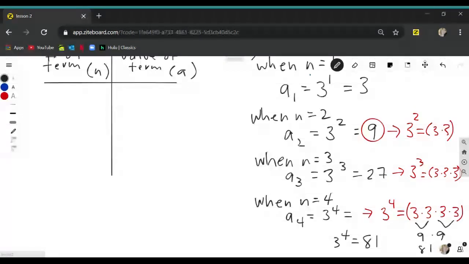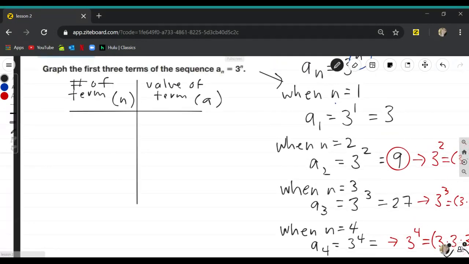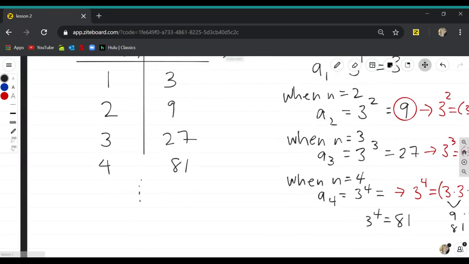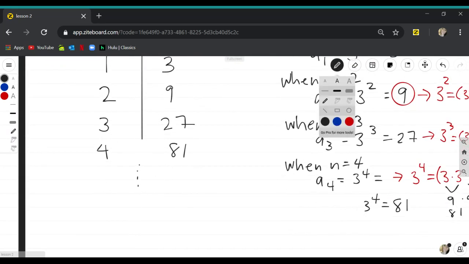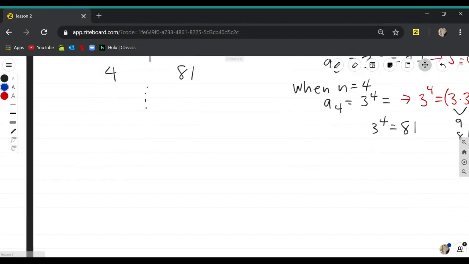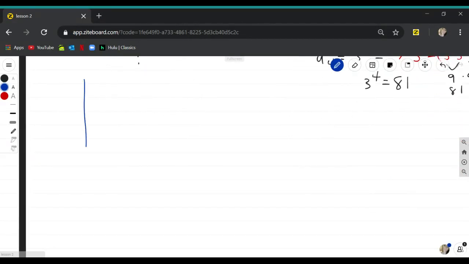Right? Okay, so then we can put this inside our chart. When n equals 1, remember right here, it was 3. When it was 2, it was 9. When n is 3, it was 27. When it was 4, it was 81, and so on, dot, dot, dot. And we don't have to go any more. We can stop right there. Now we have to go ahead and graph this.